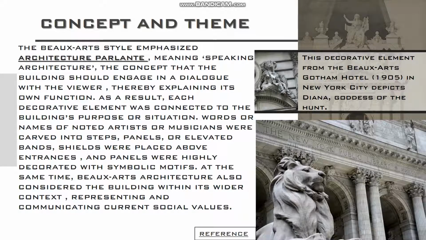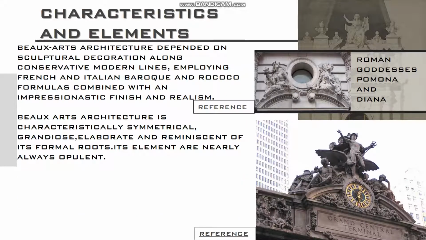Architectural characteristics, concept and theme. The Beaux-Arts style emphasized architecture parlante, meaning speaking architecture, the concept that the building should engage in a dialogue with the viewer, thereby explaining its own function. At the same time, Beaux-Arts architecture also considered the building within its wider context, representing and communicating current social values.